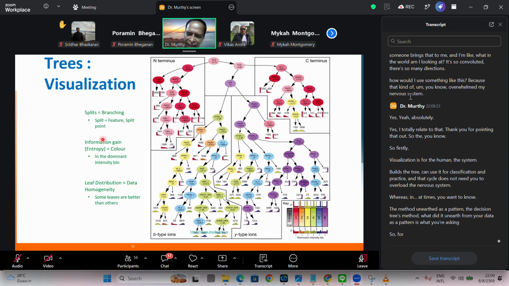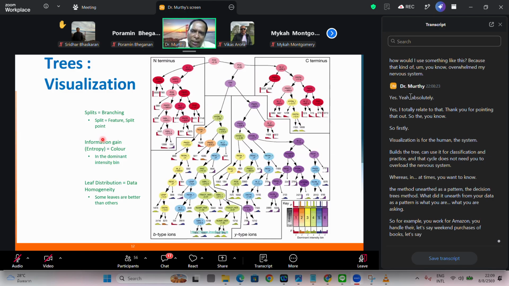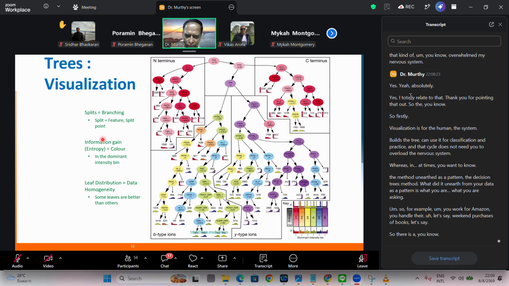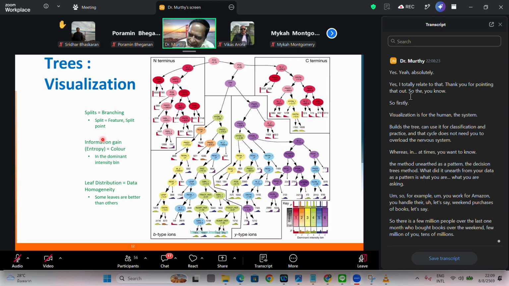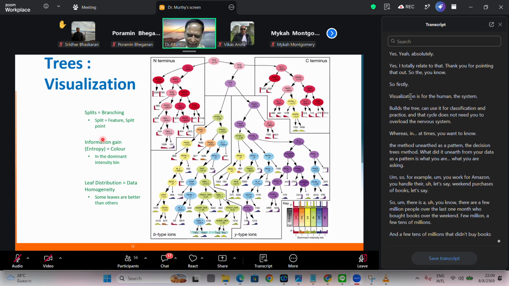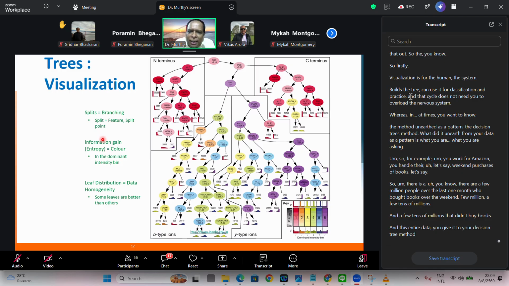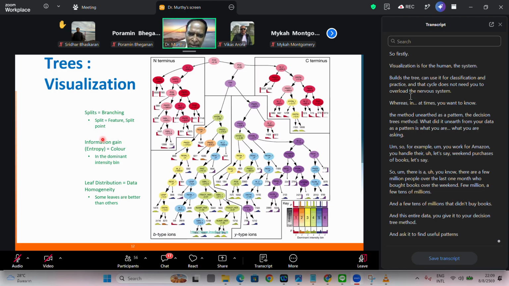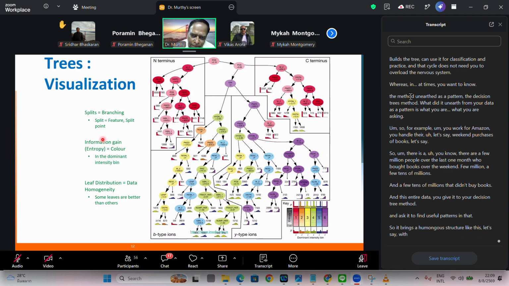So, for example, you work for Amazon, you handle their, let's say, weekend purchases of books. So there are a few million people over the last 1 month who bought books over the weekend, a few tens of millions, and a few tens of millions that didn't buy books. And this entire data, you give it to your decision tree method and ask it to find useful patterns in that. So it builds a humongous structure like this, let's say with about 5,000 nodes.